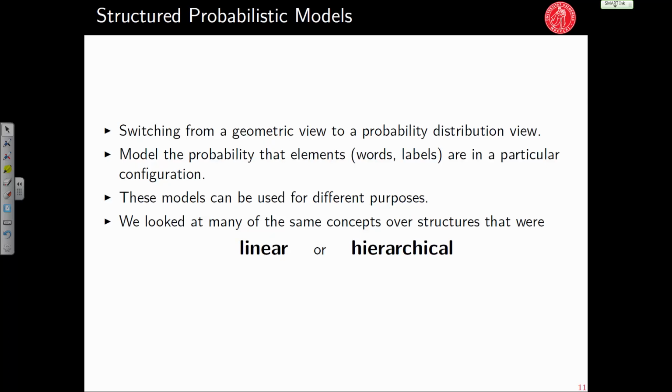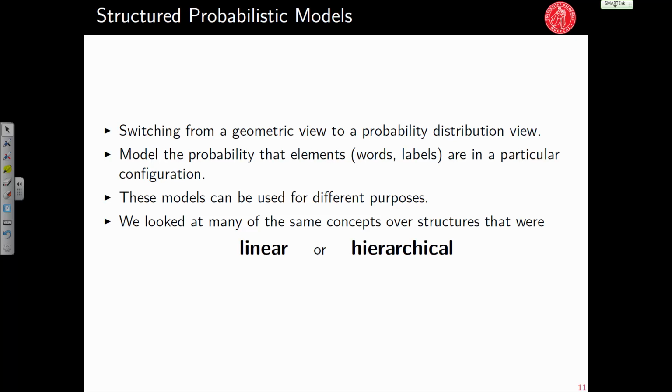So all of these, classification, clustering, and semantic spaces, were geometric models. We didn't have any probability distributions there. Starting from language models, we started to think about the probability distribution. We expected the model to give us some probability for some elements being in a particular configuration. Meaning that in a language model, we expect the model to give us the probability of a sentence or a sequence of words being in a given order, and the same for parts of speech tags, etc.